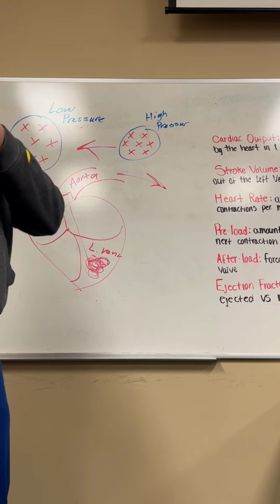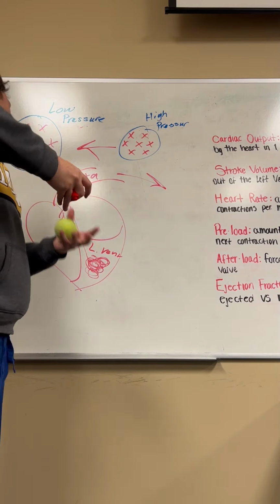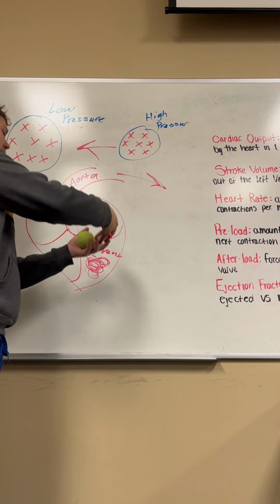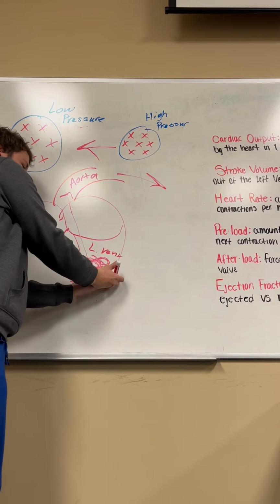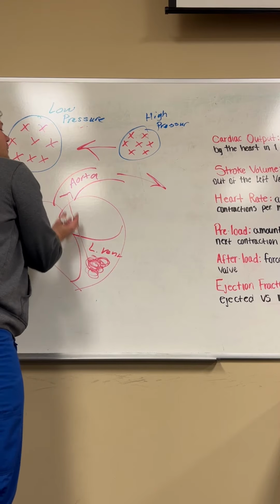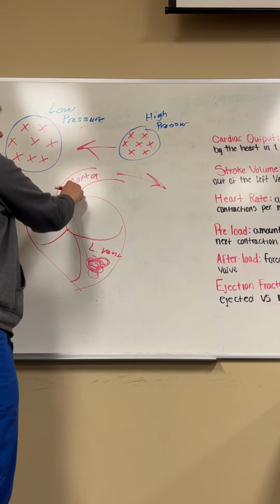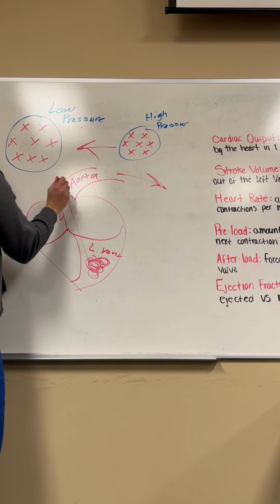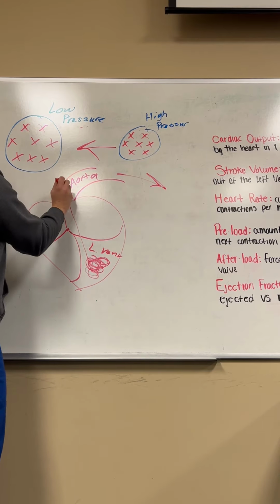So when it fills up, that space is gonna expand a little bit, but with all that blood in there, that's gonna create a high pressure system. And then when our heart muscle contracts, it's gonna push it all the way up to our aorta, which is gonna have a lot less pressure just because there's a little bit more space in there with a lot less blood.